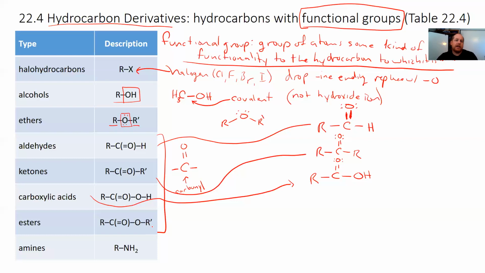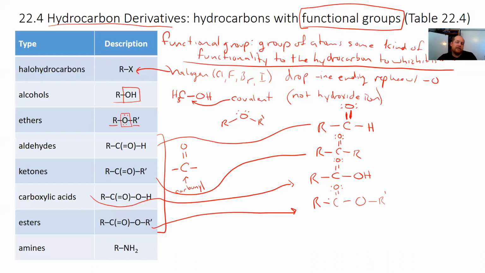And then the other category here is sort of related to the carboxylic acids. You have R, the organic group, bonded to a carbonyl carbon, and on the other side of that is an oxygen. Instead of a hydrogen, now you have another hydrocarbon group. So we're sort of progressing through the complexity of these things.